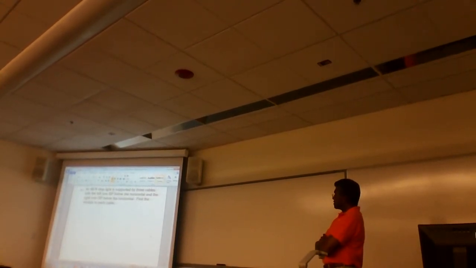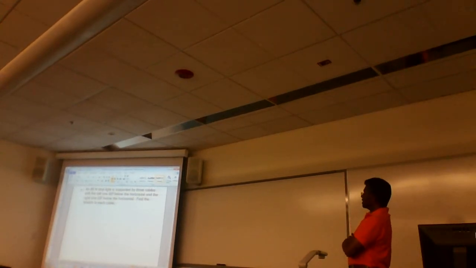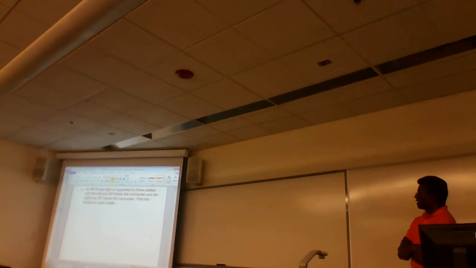The only thing is this question is not complete. It says 3 cables, but they have only specified 2. Well, assuming the left one is 50 degrees below the horizontal and the right one 25 below the horizontal, there is enough information. Where is the third one? The third one is the one that's hanging from the... it's the resultant. The weight of the stoplight is 85 newtons.